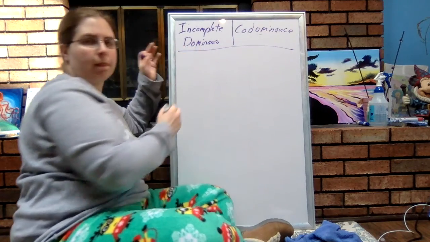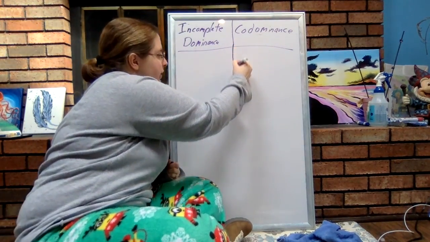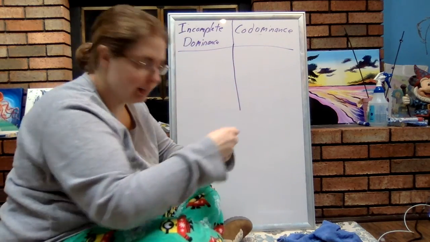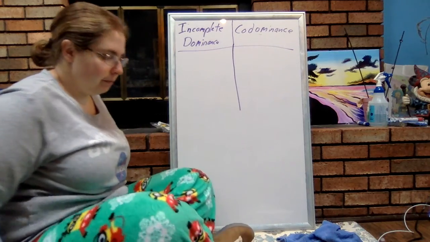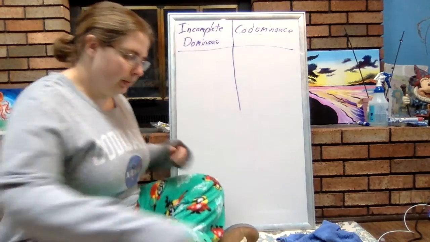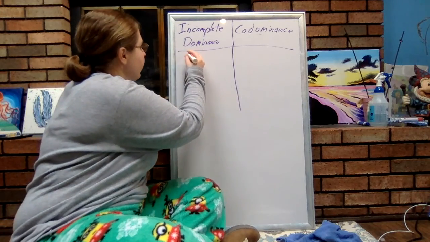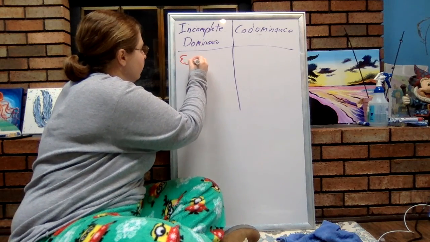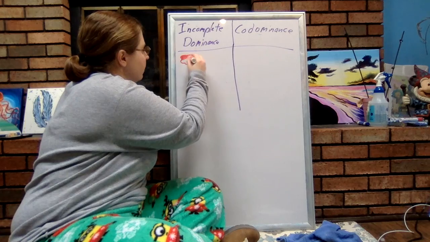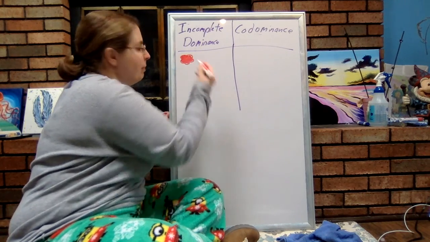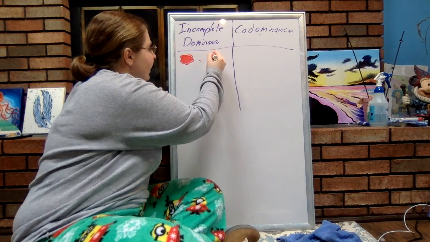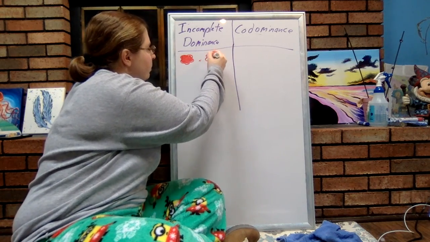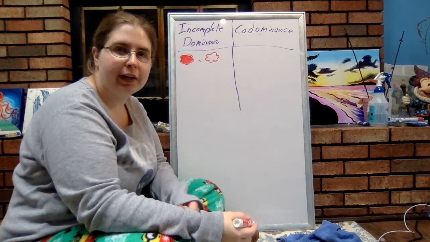Incomplete dominance versus codominance. All right. So in incomplete dominance, neither allele is dominant to the other. It also means neither one is recessive to the other. So, for example, let's say we have a red flower. That means it's homozygous for the red allele, and we cross it with a white flower, which is homozygous for the white allele.